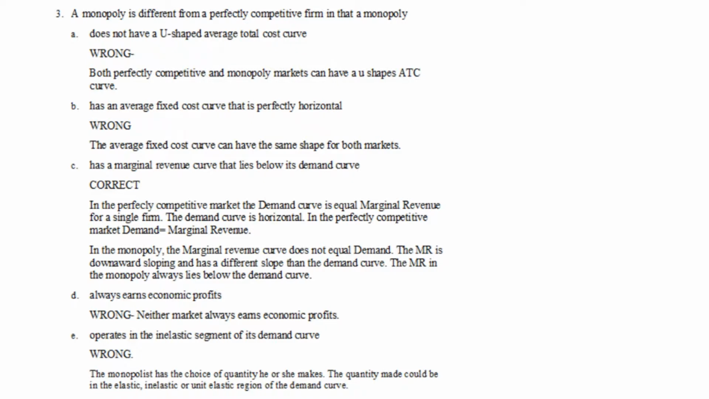D, always earns economic profit. This is wrong. Neither market can always earn economic profit. E, operates in an inelastic segment of its demand curve. This is wrong because the monopolist has the choice of quantity he or she makes. The quantity made could be in the elastic, inelastic, or unitary elastic region of the demand curve.